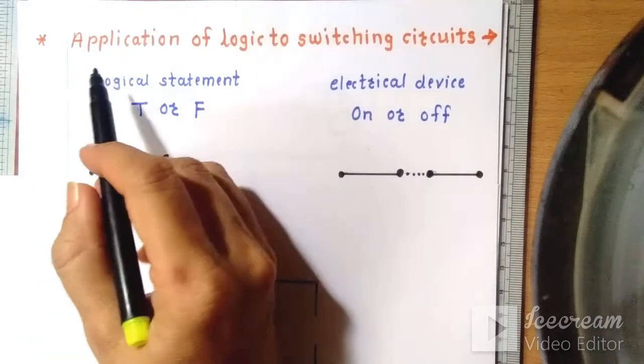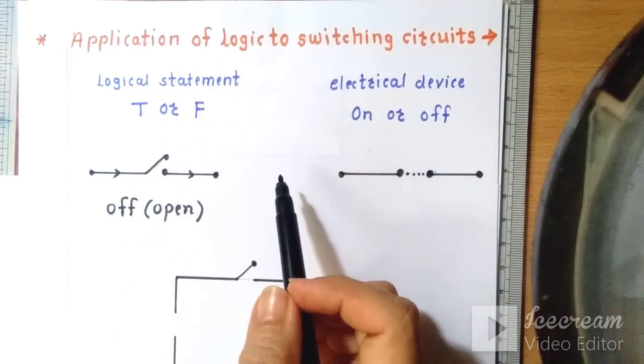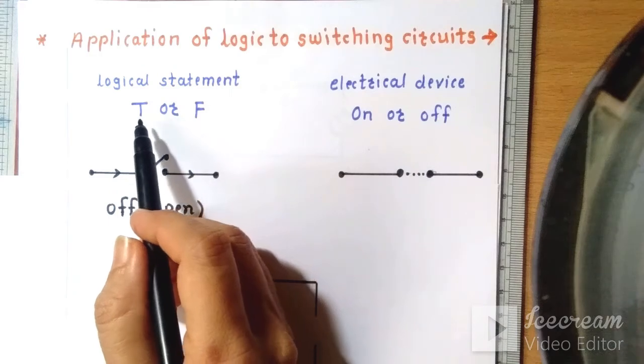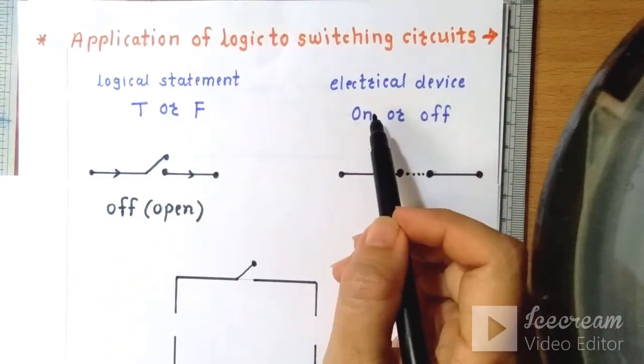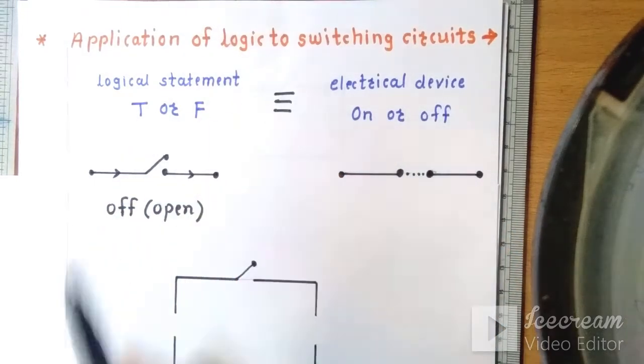Now the last point of this chapter is application of logic to switching circuit. We have already seen logical statements which are either true or false, and we know the electrical devices which are either on or off. So there is similarity between these two.